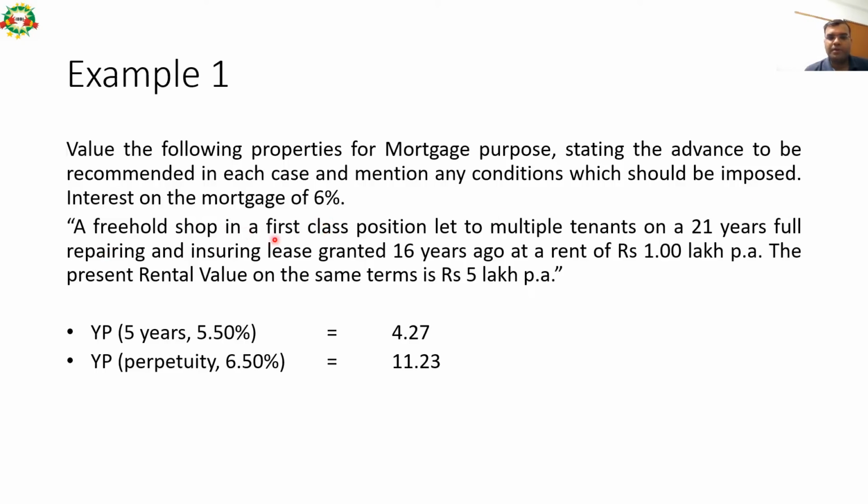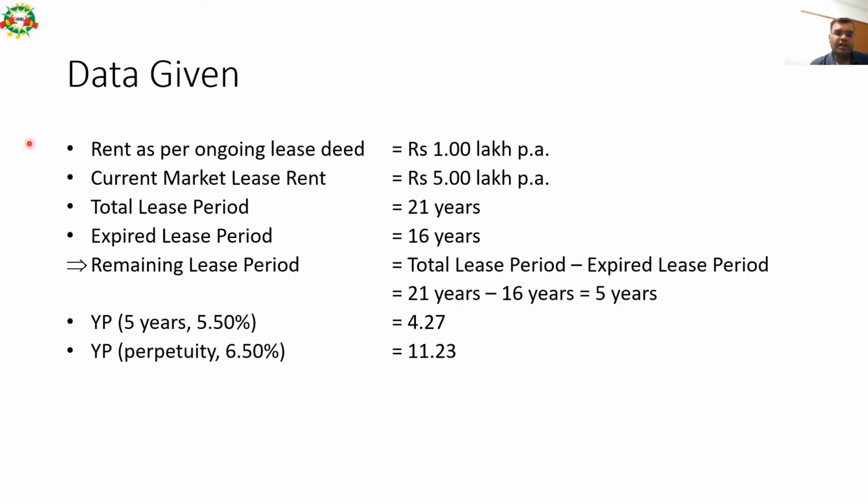A freehold shop in a first class position, let to multiple tenants on a 21 years full repairing and insuring lease granted 16 years ago at the rent of 1 lakh rupees per annum. The present rental value of the same property on same terms is 5 lakh rupees per annum. Year purchase for 5 years at 5.5% capitalization rate is given as 4.27, and year purchase in perpetuity at a capitalization rate of 6.5% is equal to 11.23. So this is the data given in the question.